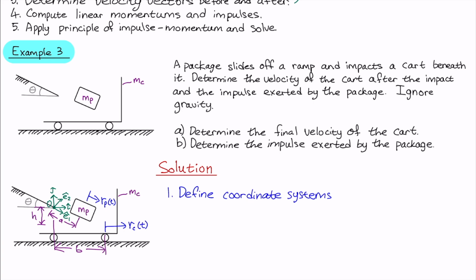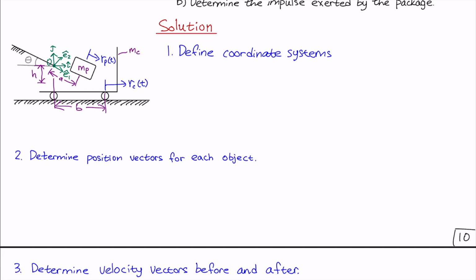And since we're going to treat these as particles, we don't necessarily need to know where the center of mass is, so I've just assumed where it is on the cart, and I've assumed it's at the center of the package itself. So I said that we're going to define 2 coordinate systems. First, we're just going to write here Cartesian with the origin at the end of the ramp.